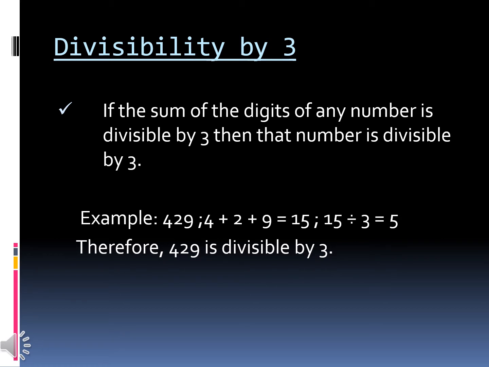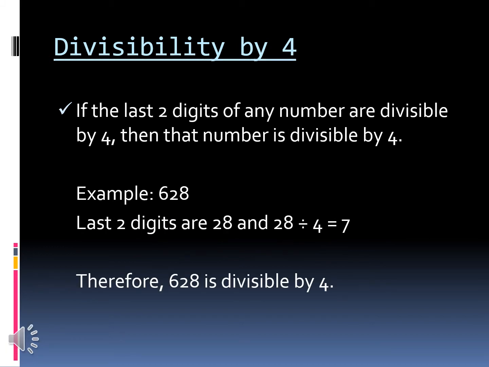Let us check now if the sum is divisible by 3. So 15 is exactly divisible by 3. It gives us the quotient 5. So as 15 is divisible by 3, it shows us that 429 is also divisible by 3. So remember the rule, the sum of the digits of a number should be divisible by 3.